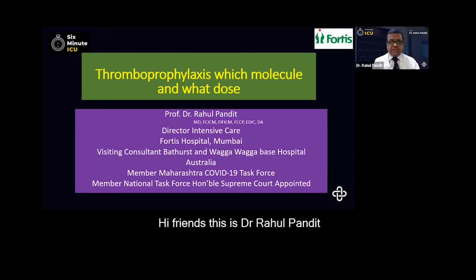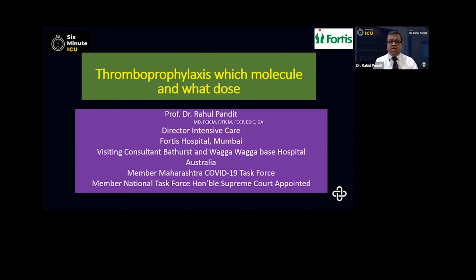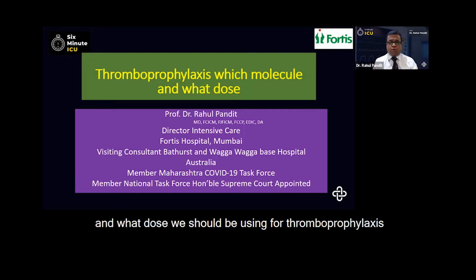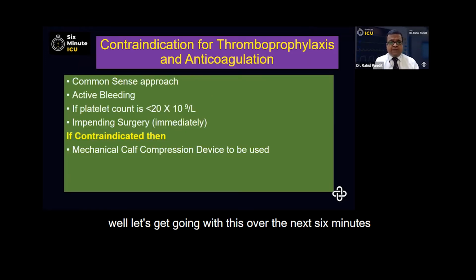Hi, friends. This is Dr. Rahul Pandit back again with popular demand and a lot of pursuance from our students. They wanted to know what molecule we should be using and what dose we should be using for thromboprophylaxis. So we are coming to version 2 of our talk, which is which molecule and what dose. Well, let's get going with this over the next 6 minutes.